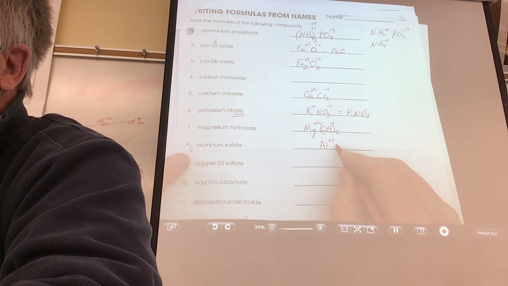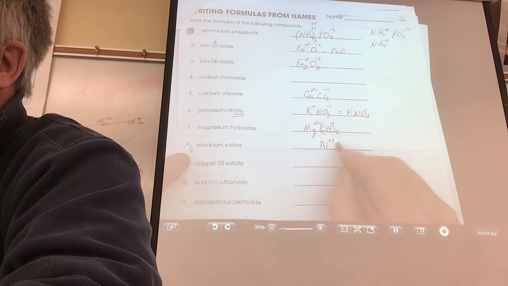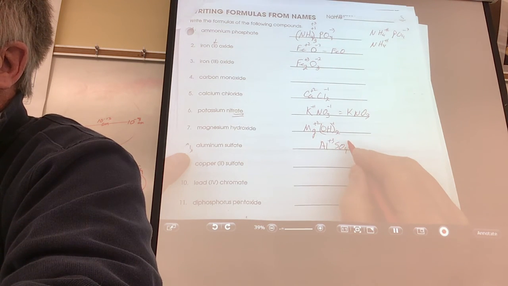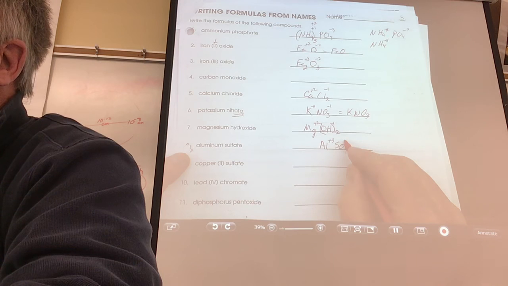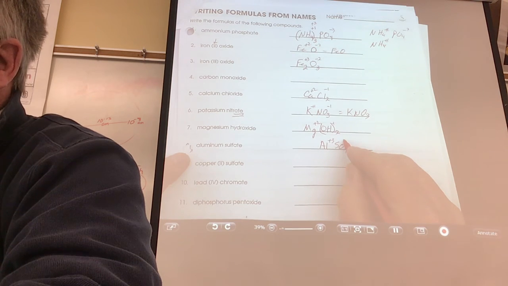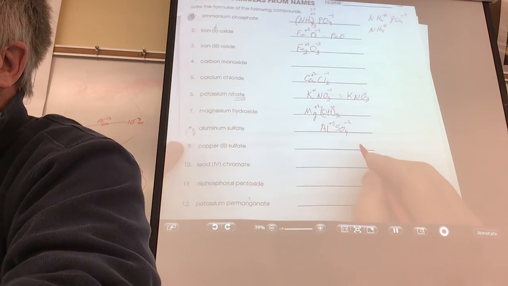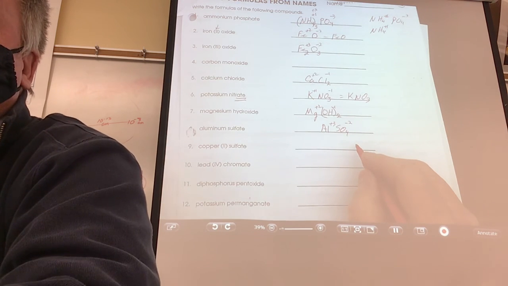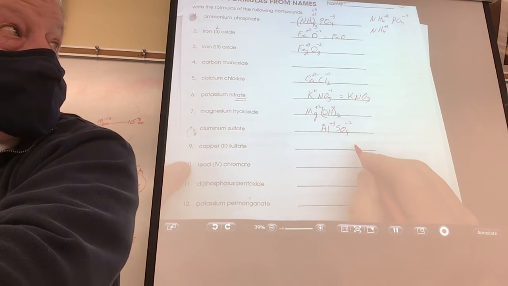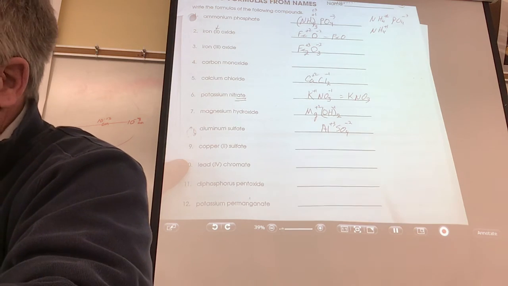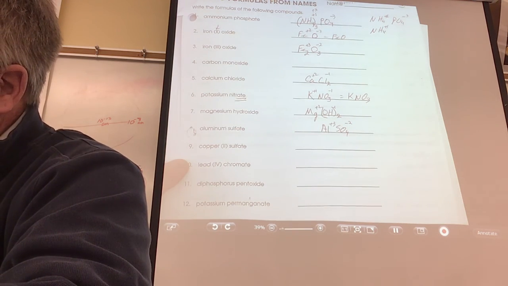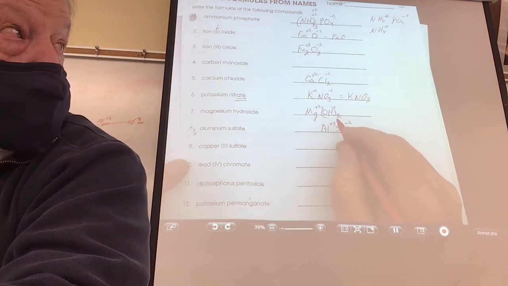So, sulfate. SO4. What's the charge? 2. What kind of 2? Negative. -2, right? Oh, we got a problem here. We got a problem here. This is the last one, I think. You need one more sulfate.